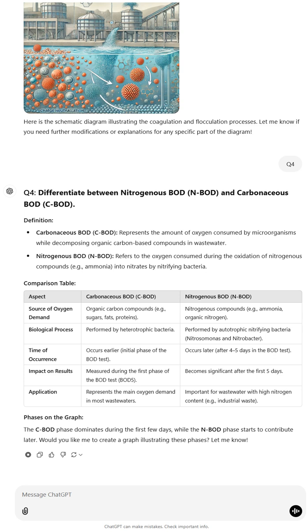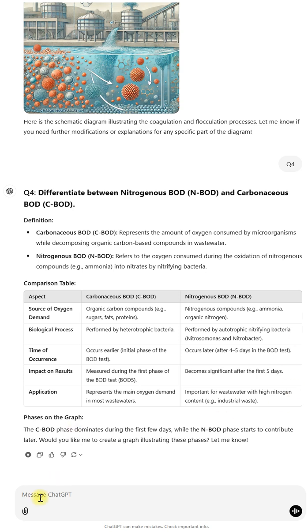Time of occurrence. Occurs earlier, initial phase of the BOD test. Occurs later, after 5 days in the BOD test. Impact on results. Measured during the first phase of the BOD test, BOD5. Becomes significant after the first 5 days. Application. Represents the main oxygen demand in most wastewaters. Important for wastewater with high nitrogen content, e.g.